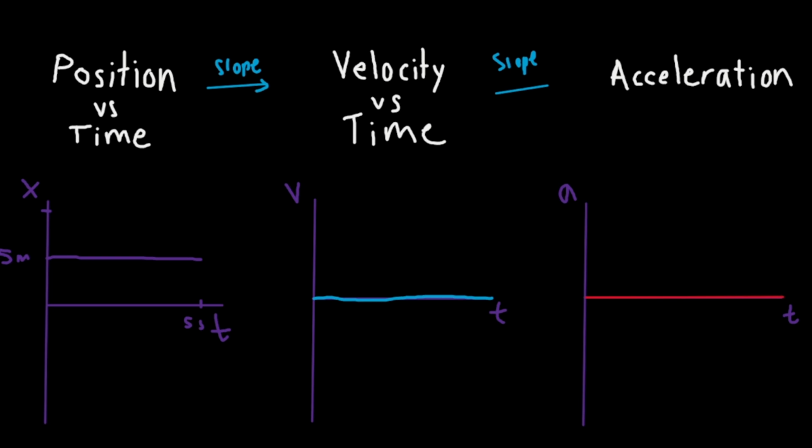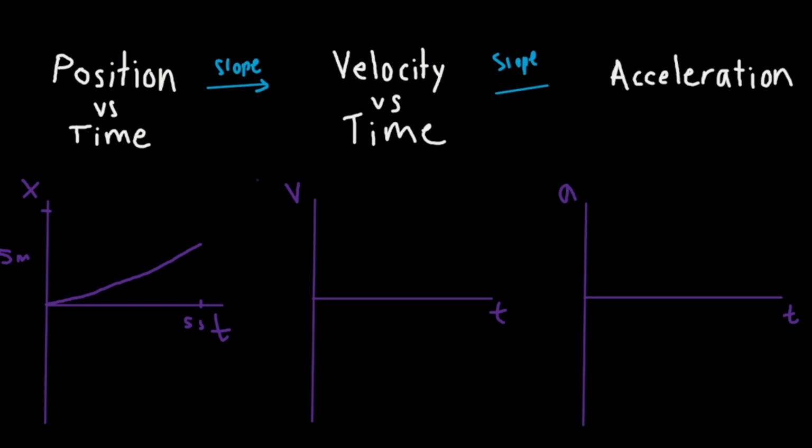Okay, so now let's say the line isn't flat anymore for the position versus time graph, but it's still a line. Let's say the line starts at 0 and it has a constant slope that goes from 0 meters to a 5 meter position over a 5-second span. So the distance traveled would be 5 meters. And the displacement would also be 5 meters because the object started at 0 meters and ended up 5 meters away.